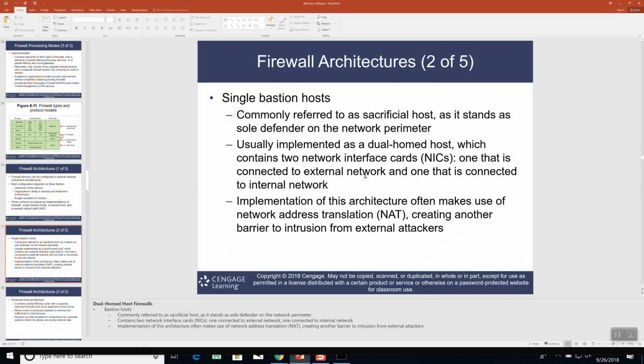Single bastion host, commonly referred to as a sacrificial host, as it stands as the sole defender on the network perimeter.